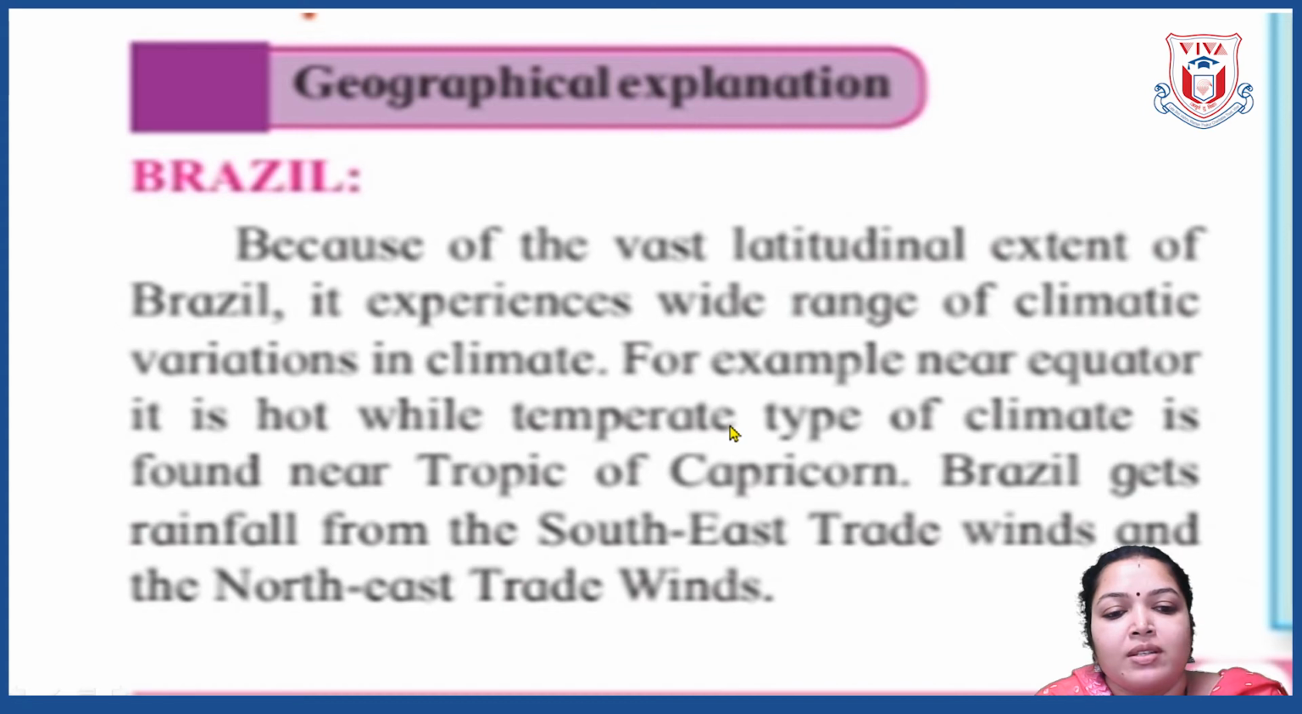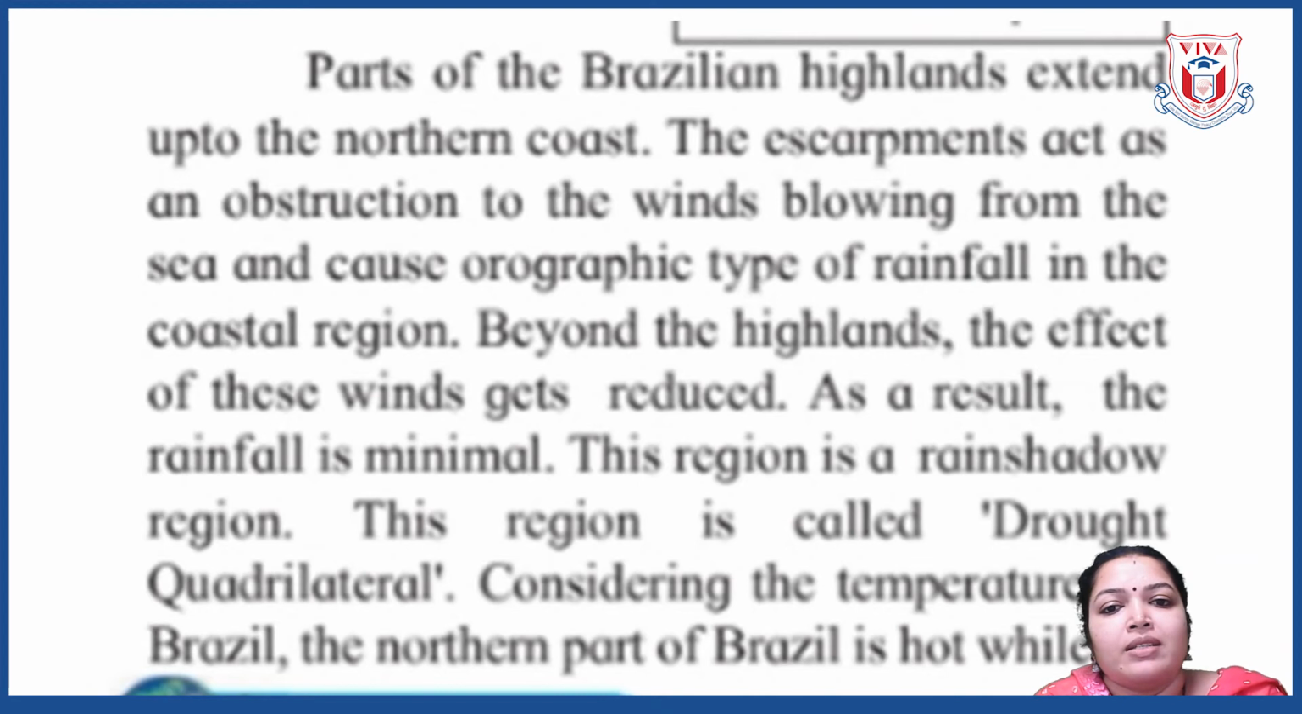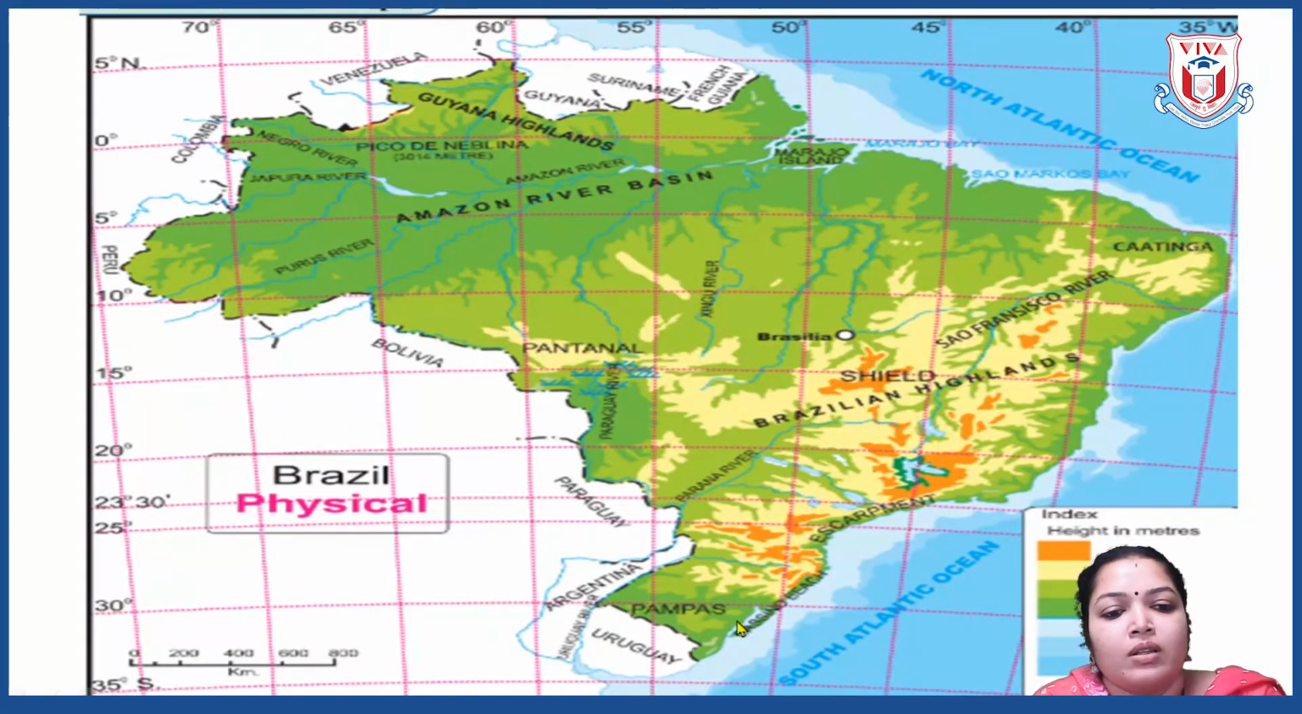Brazil gets rainfall from the southeast trade winds and northeast trade winds. The parts of the Brazilian highlands extend up to the north coast, and the escarpment acts as an obstruction to the winds blowing from the sea and causes orographic rainfall in the coastal region. See here, these are the escarpments. The escarpments here act as the barrier. The southeast winds that are blowing from here, this escarpment acts as a barrier, and because of this the region doesn't receive heavy rainfall.